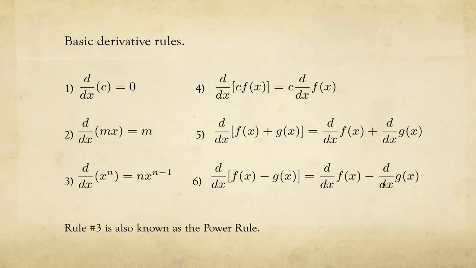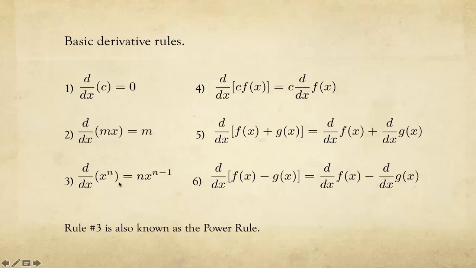If you've done calculus before, you might remember some of these rules, but if you haven't, that's fine. I just want to run through them quickly. The derivative of a constant function is 0 because it's a horizontal line everywhere, so the slope is 0. The derivative of a line should be the same as the slope of the line, which is m.